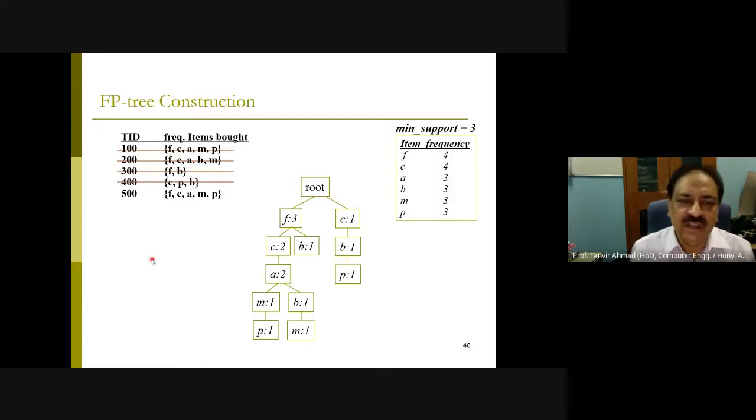Now the last one, FCAMP. Now what should I do? FCAMP, you find that everything is there in the path. Therefore, in this case, I do not require to do anything except I just increment the counts. किसका करेंगे? F का, C का, A का, M का, P का, उस पाथ में जो आ रहा है, यानी इस पाथ में. And what I do? I increment the counts.